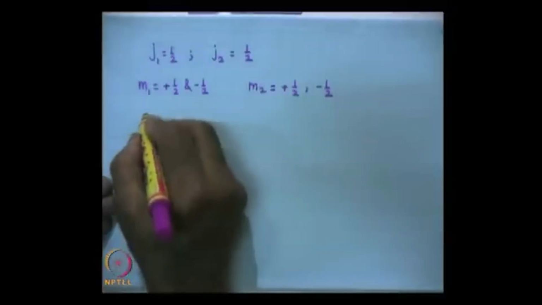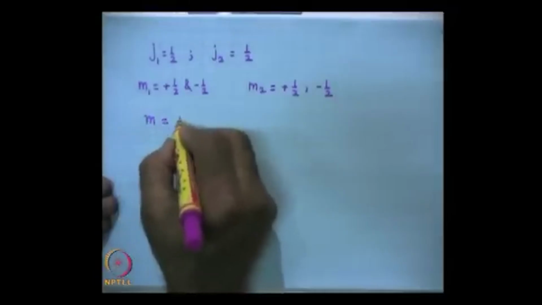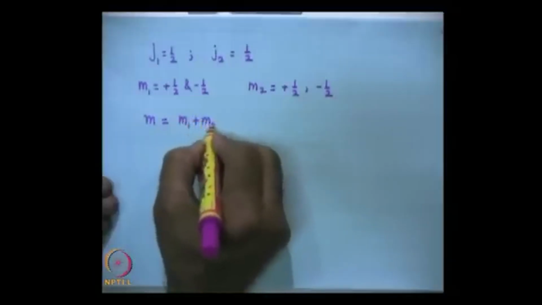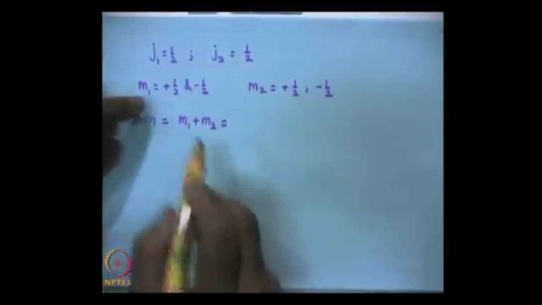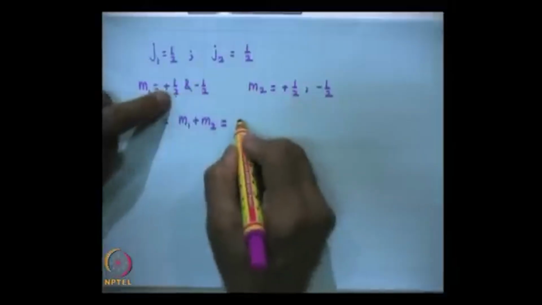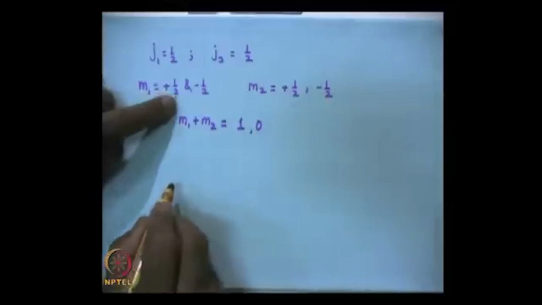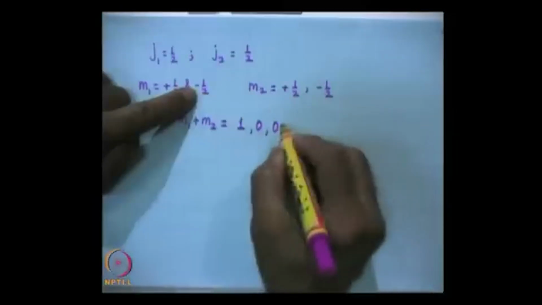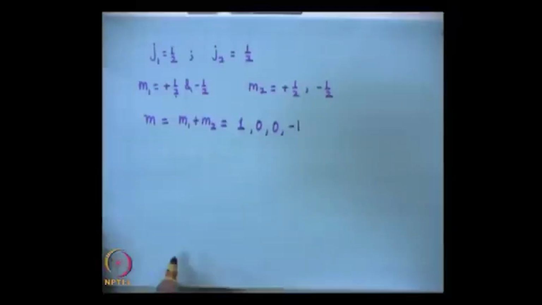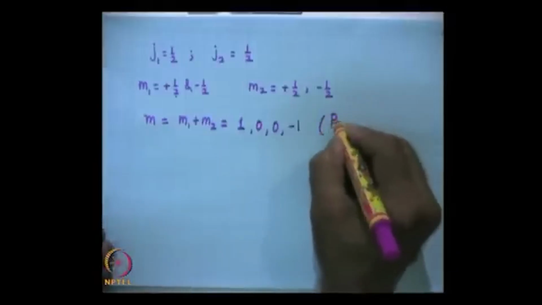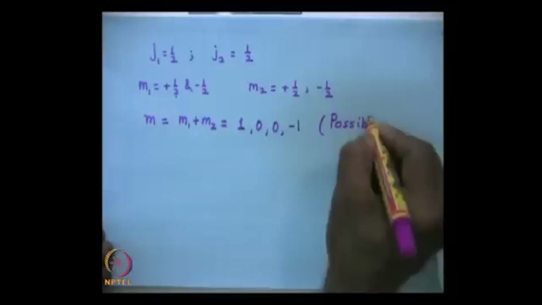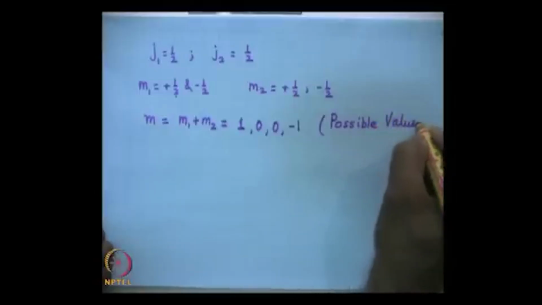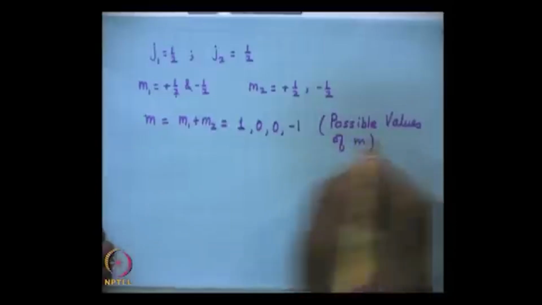So, what are the possible values of m, which is equal to m1 plus m2? The possible values of m are half plus half, which is 1, half minus half is 0, minus half and half is 0, and minus half minus half is minus 1. These are all possible values of m, that is, these are the possible eigenvalues of Jz.